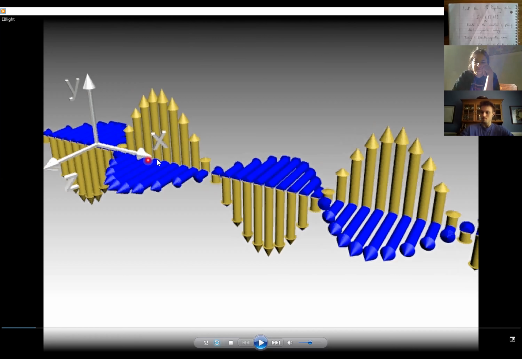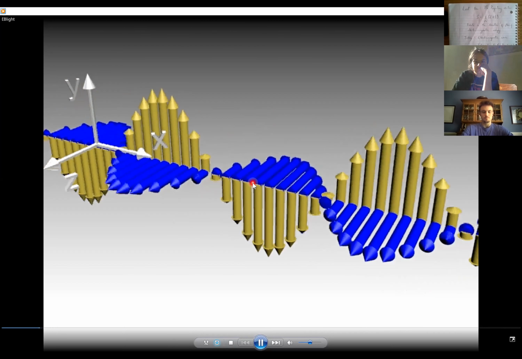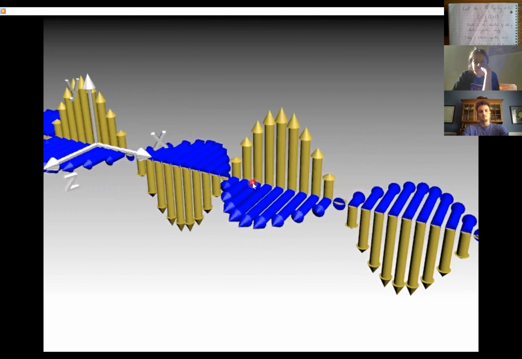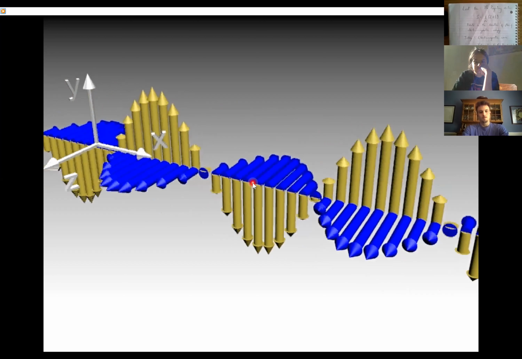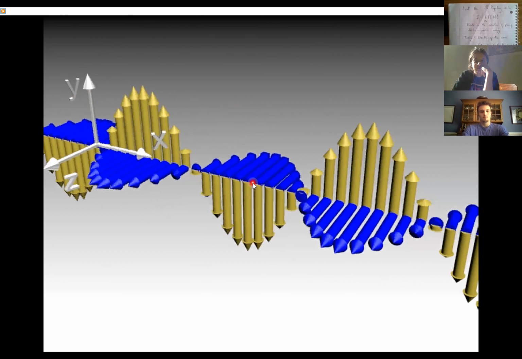So if we look at points along the x-axis, what we see is that at each point, if you just focus on a single fixed point, so I'll start the animation and leave the pointer at one spot. So if I just look at one fixed point, we see that it goes from zero field to a large field to zero field to large field in the opposite direction, and so on. The flux is changing.